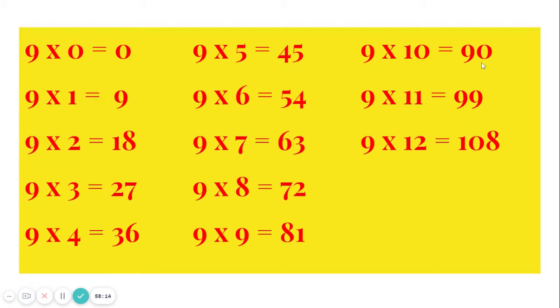9 times 10, put a sticker on the end, 90. 9 times 11, write it twice, 99. 9 times 12, bust this apart, 10 and 2. 9 times 10 is 90, and 9 times 2 is 18. So even if you have to write in the air, 108.